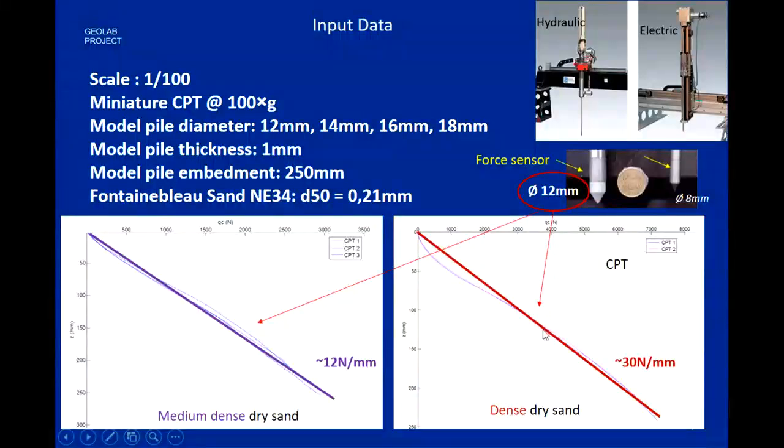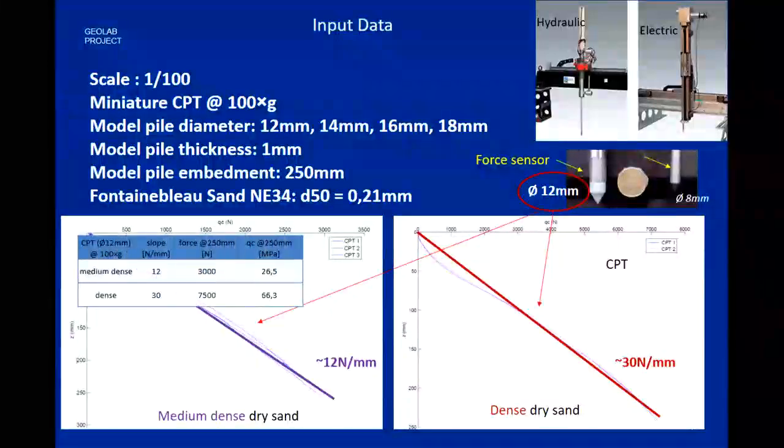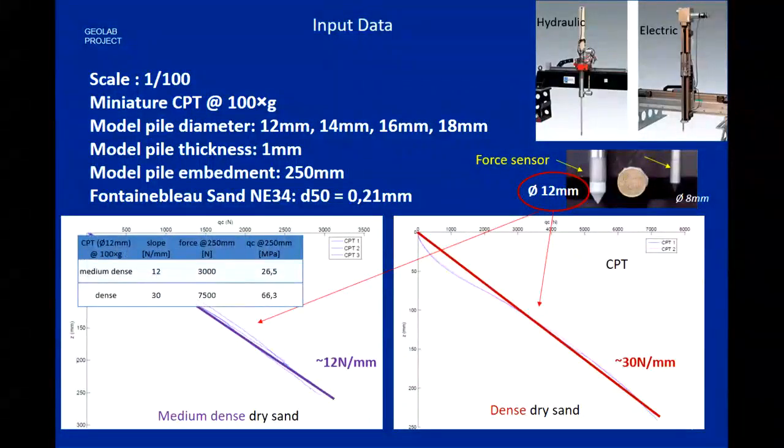And for CPT in the centrifuge, depending on the type of soil, we have different energy. So for sand, we use hydraulic power because the forces are quite bigger than for soft clay, for which we have an electric motor to install the CPT, to perform the CPT test.